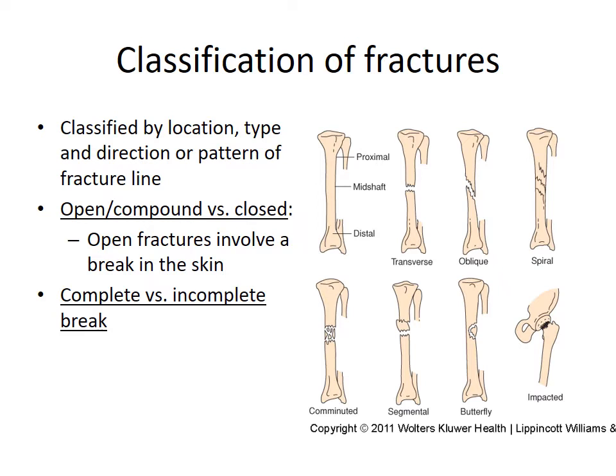Obviously, an open or compound fracture is going to come with a greater risk of infection. We can also talk about complete versus incomplete breaks. So, for instance, a transverse break or an oblique break are complete. The bones are dissociated from one another. Sometimes in a spiral fracture, where it's just twisted around due to a twisting motion, it's not a complete break. The bones are still in relatively the same position.